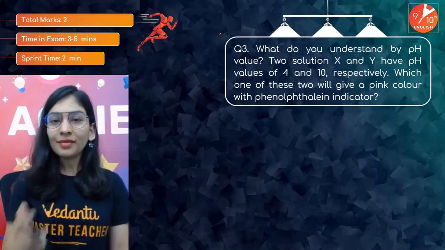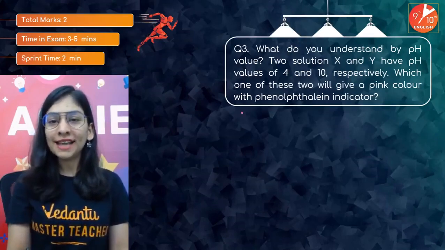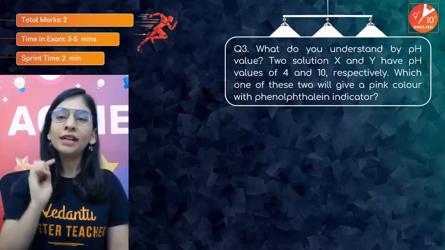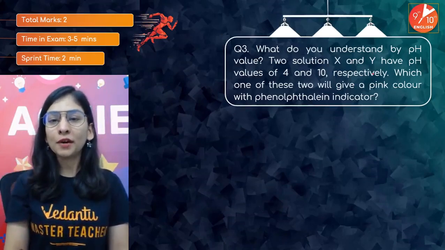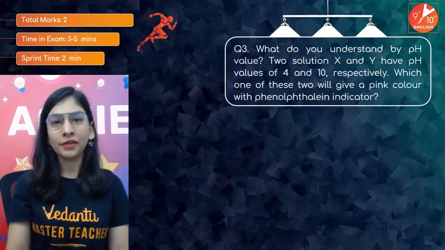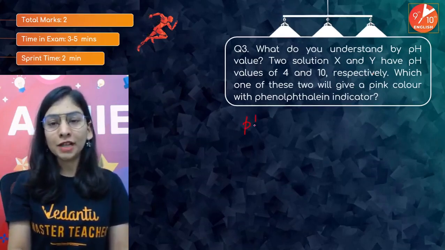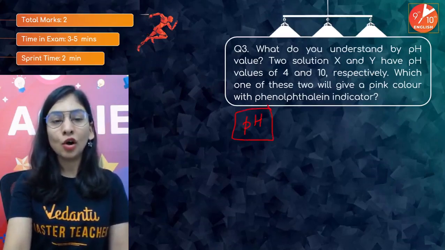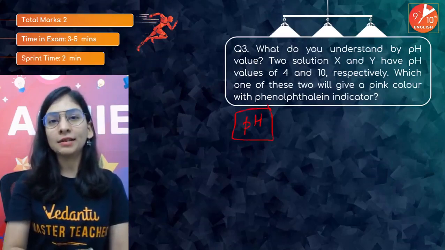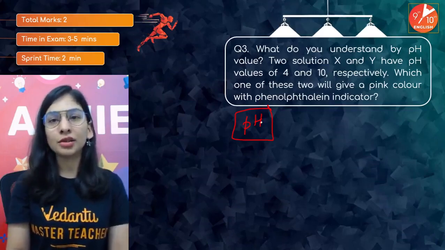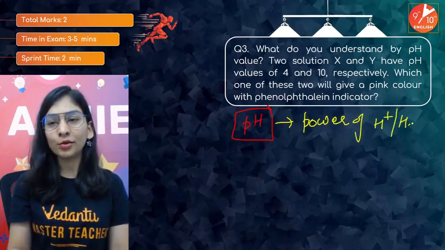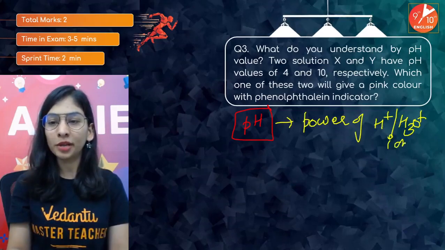Okay. Now the question is, what do you understand by pH value? Two solutions X and Y have pH value of 4 and 10 respectively. Which one of these will give a pink color with phenolphthalein indicator? For the first place, let me just tell you about pH. pH is nothing but power of, P comes from the word potence, and H is for your hydrogen ion or hydronium ion. So this defines the power of hydrogen, aqueous hydrogen ions, which is basically my hydronium ions.